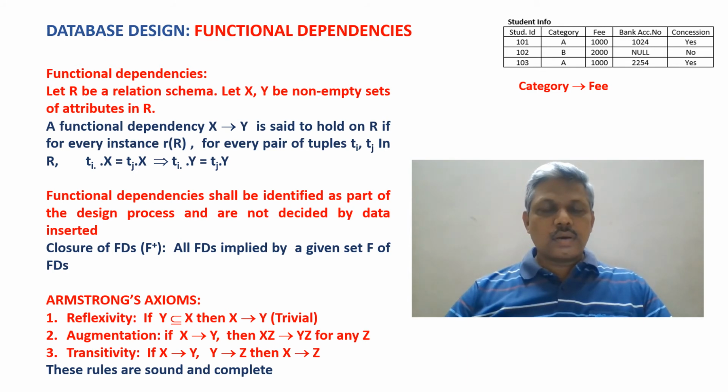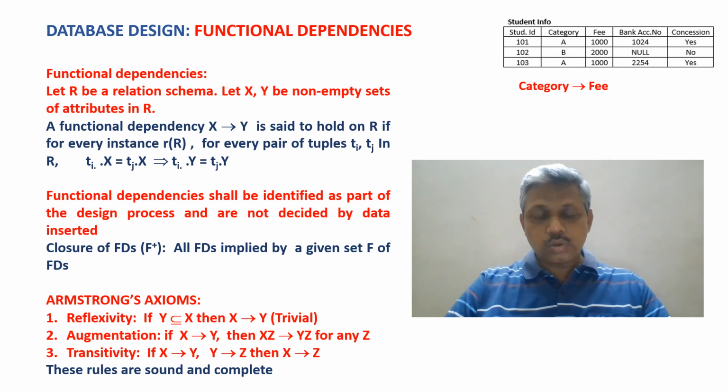Importance of Armstrong's axioms is that they are sound and complete. That means they will generate only functional dependencies that are in F plus, or closure of F. They will not generate any outside functional dependencies. And complete in the sense that repeated application of these rules will produce all possible functional dependencies. That's how we treat them as sound and complete.